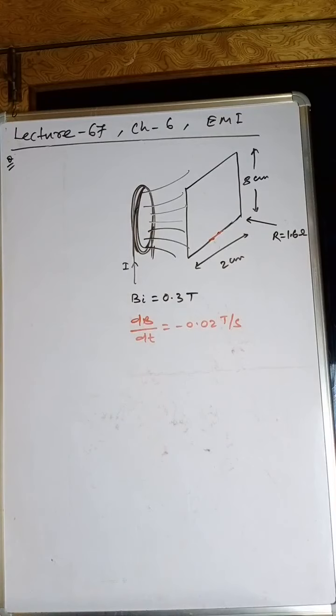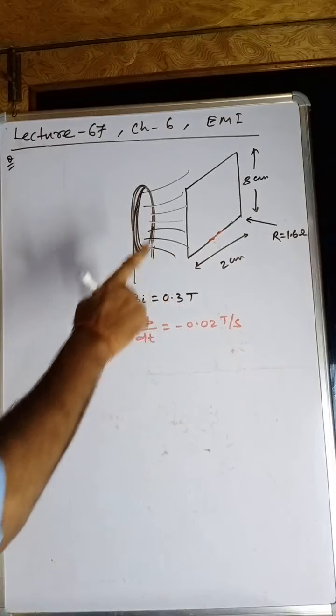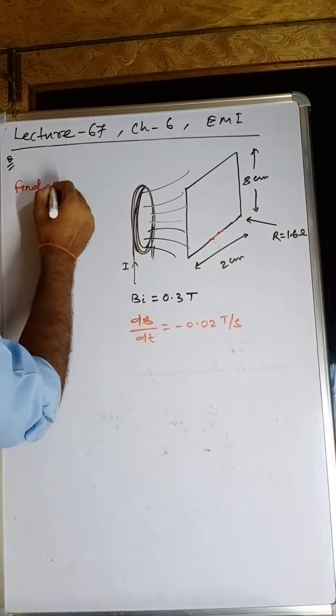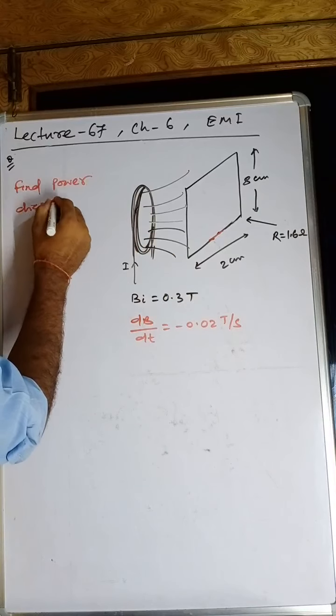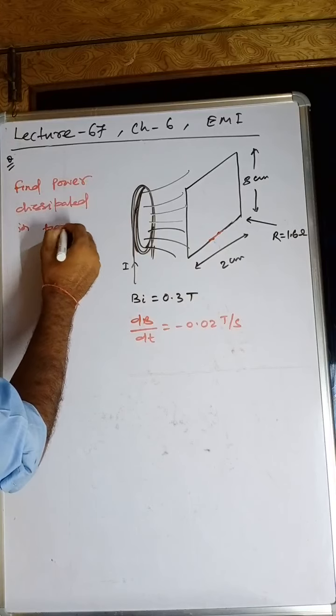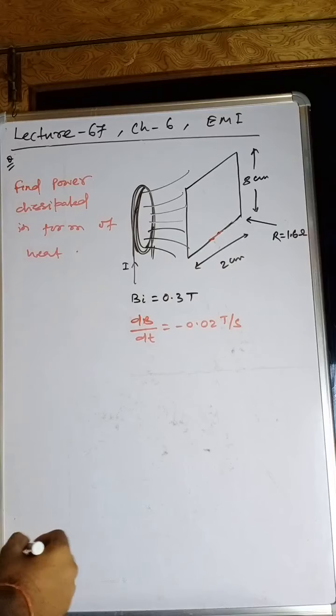Now the question is, find the power dissipated by the coil in the form of heat. This is the question. How will you solve this question, my dear students? So look here at how to solve this type of question.